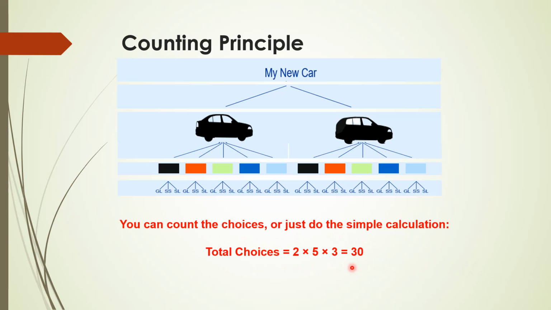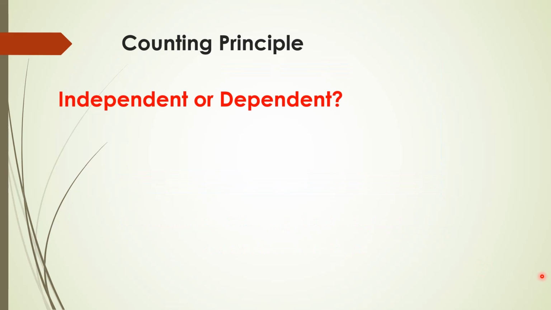So if there's 2 ways to do one thing, 5 ways to do another, and 3 ways to do a third thing, then there's 2 times 5 times 3 ways to do the whole complete thing. So you've got 30 choices. That sounded a bit ridiculous, but yeah, you've got 30 choices.